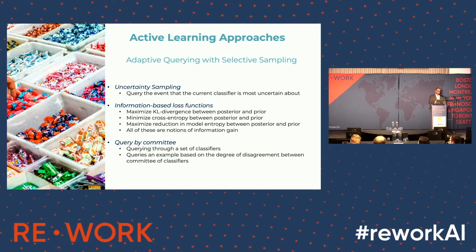There's another way of querying, by committee, which is essentially building multiple classifiers and querying based on the level of agreement in terms of the overall entropy available across multiple classifiers. So it's more like an ensembling approach towards identifying through different algorithms rather than just focusing on one algorithm. So these are a few ways we can do active learning approaches.